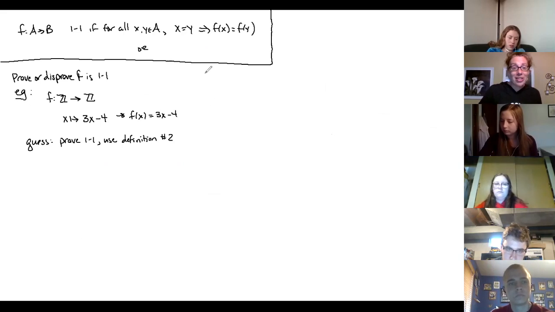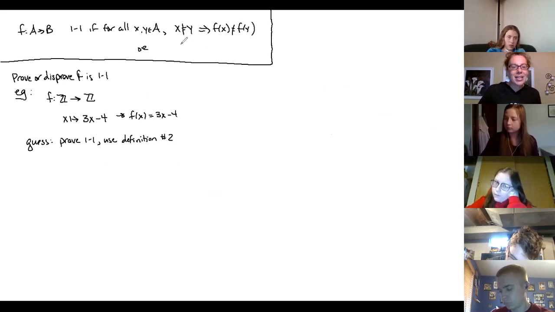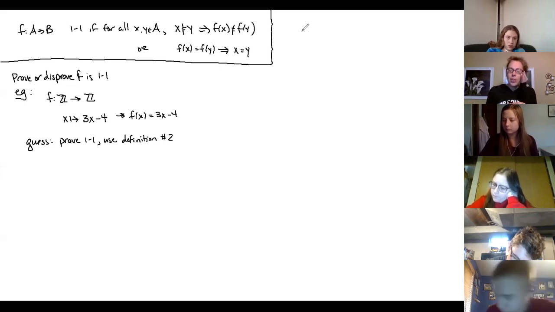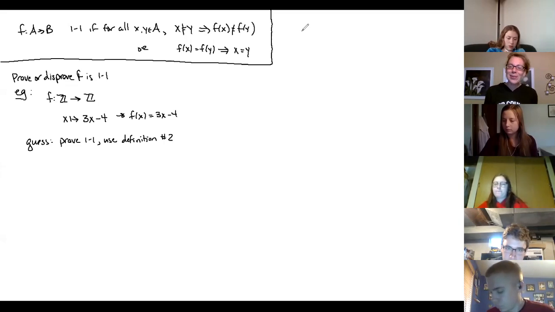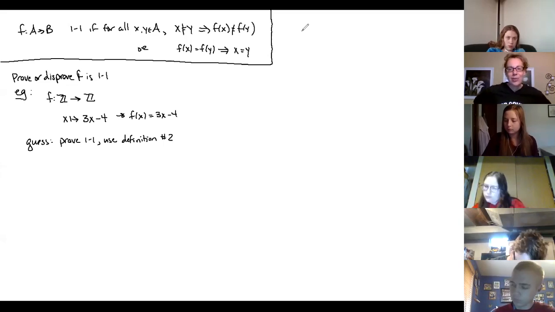Okay, so here's your change. X is not equal to Y implies that F of X is not equal to F of Y, or F of X equals F of Y implies that X equals Y. I'm sorry, the not equals should go with the X not equal to Y in the first hypothesis. Yeah, there's not equals on my paper there. Sorry, this is also why you need to go over stuff multiple times. So change your definition: X not equal to Y implies F of X not equal to F of Y, or F of X equals F of Y implies X equals Y.